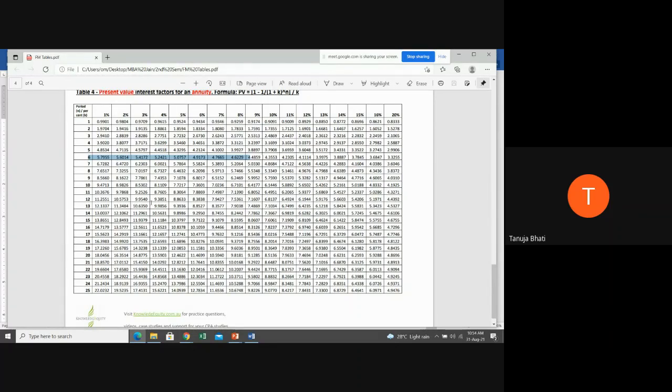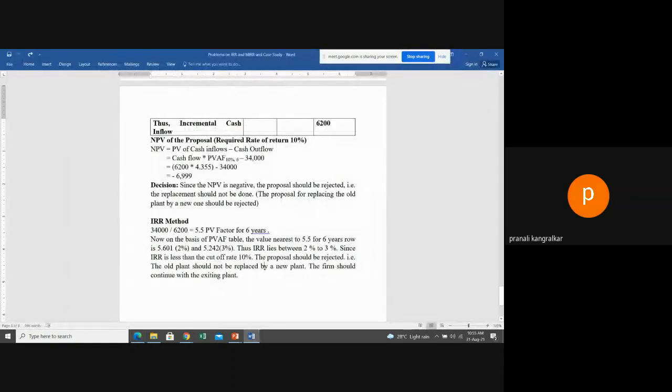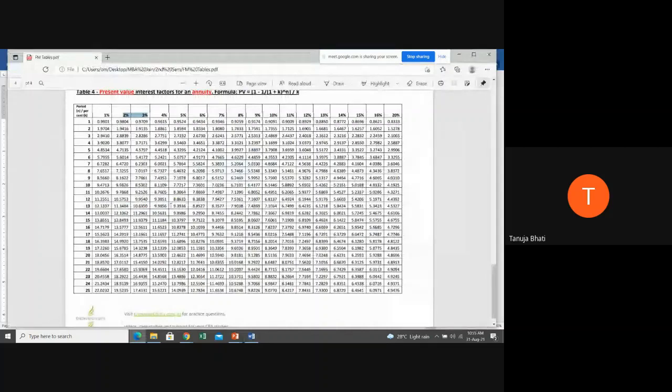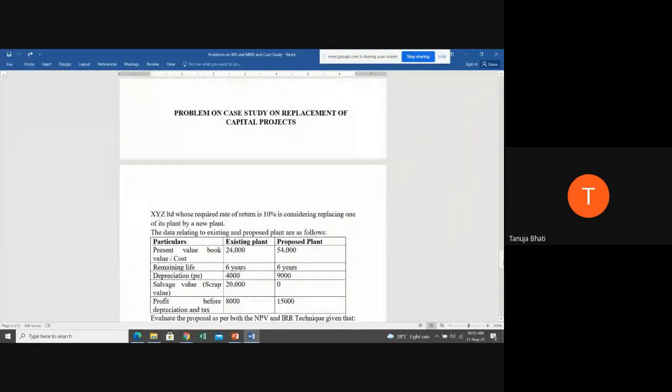Now 5.5 is the answer that you got, that is incremental cash outflow divided by annual average cash inflows. Can you plot this 5.5 anywhere? Where is 5.5? Under which percentages is it lying? 2% and 3%. Very good. Between 2% and 3%. So we know IRR is between 2% and 3%, right? But the cost in this particular problem is 10%. K is 10%, IRR is between 2% and 3%.